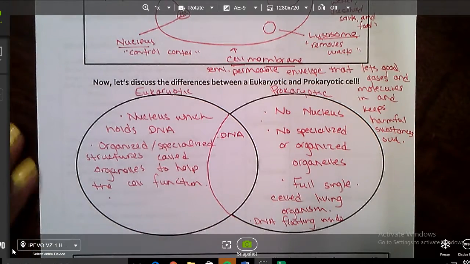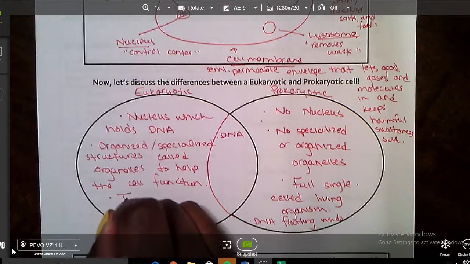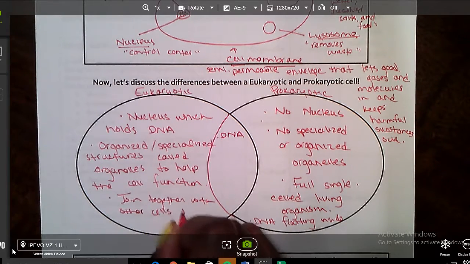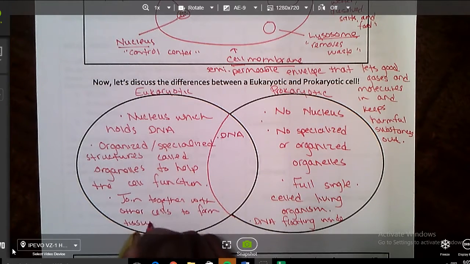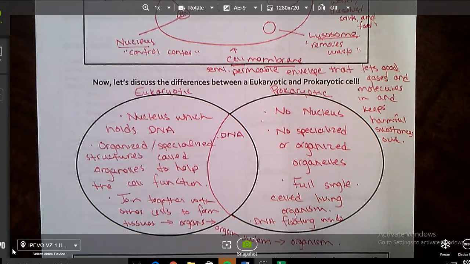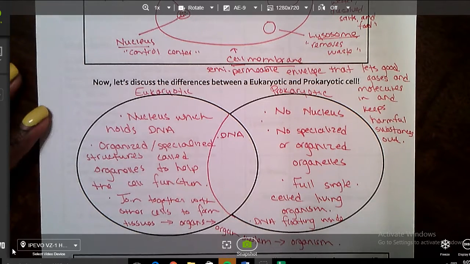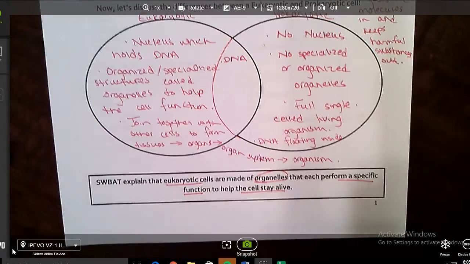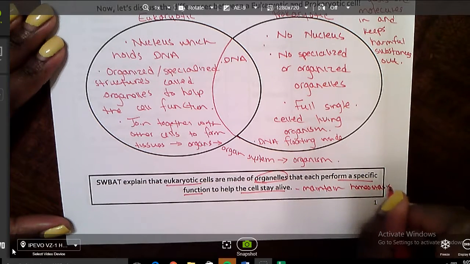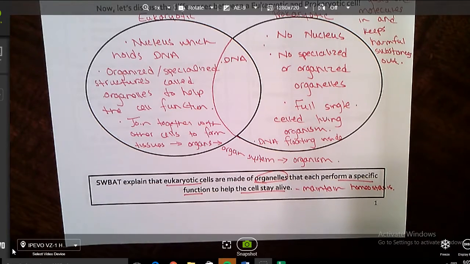And most importantly, eukaryotic cells, in most cases, join together with other cells to form tissues. Tissues join together to form organs. Organs join together to form an organ system. And an organ system helps the organism, like humans, to function. Okay? So we know that eukaryotic cells are made up of organelles that perform a specific function to help the cell stay alive, but more importantly, to help the cell maintain homeostasis. And remember, we learned a few weeks ago that homeostasis is that balance.